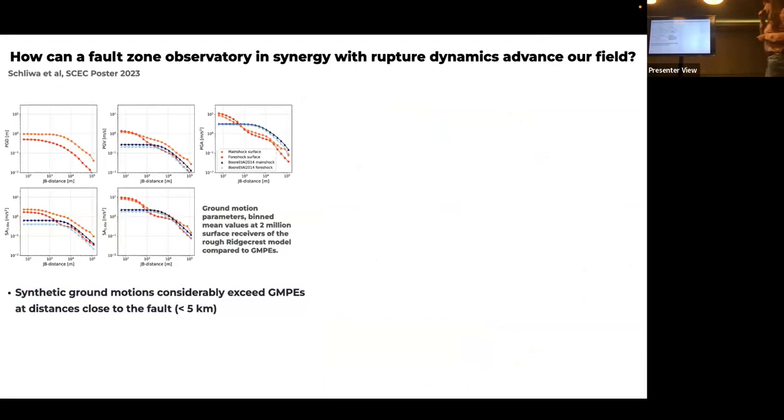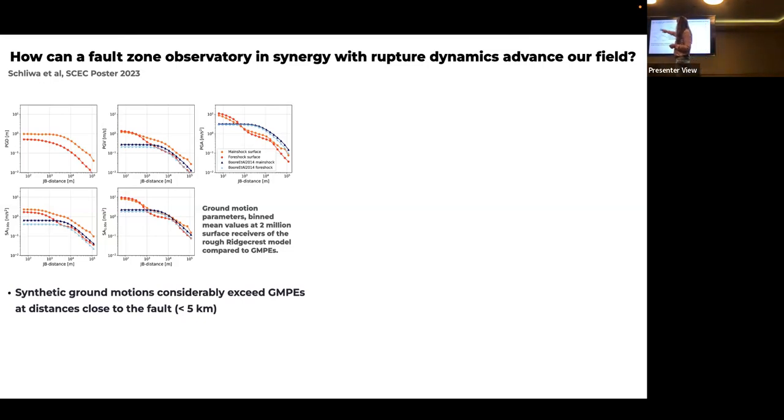We've been continuing to work on this model, and we have already shown one aspect of adding a fault zone. We've also been looking into the extreme near-fault ground motions. We've been adding fault roughness and running that at very high resolution using all of Frontera. And one of the things that we find is that the synthetic ground motions considerably exceed GMPs at distances very close to the fault, so distances closer than 5 kilometers.